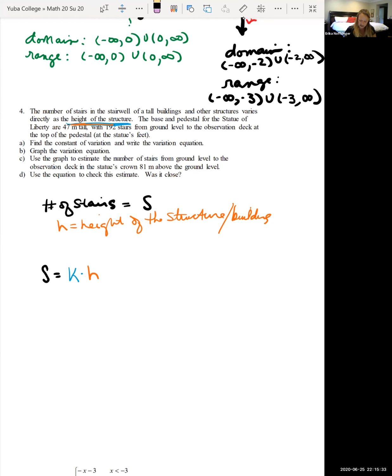Okay, so now it gives us enough information that we can figure out what K is. So it says that the Statue of Liberty is 47 meters tall with 192 stairs. So we know the number of stairs is 192. So we know 192 is equal to our constant K times the height of the building. And the height of our building we're given was 47 meters.